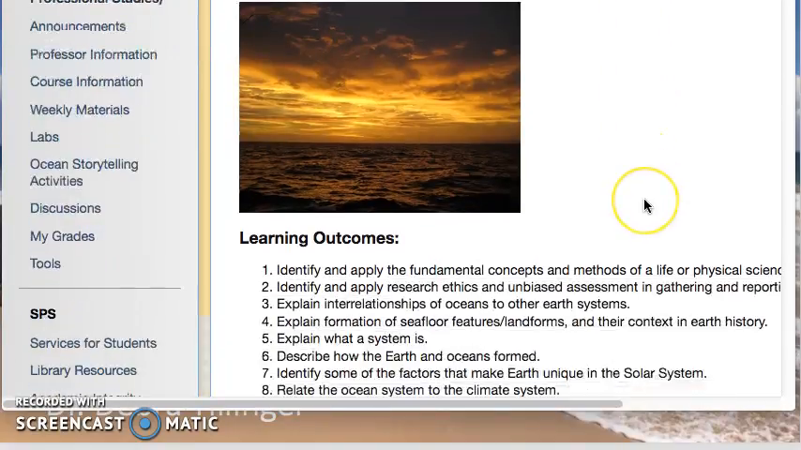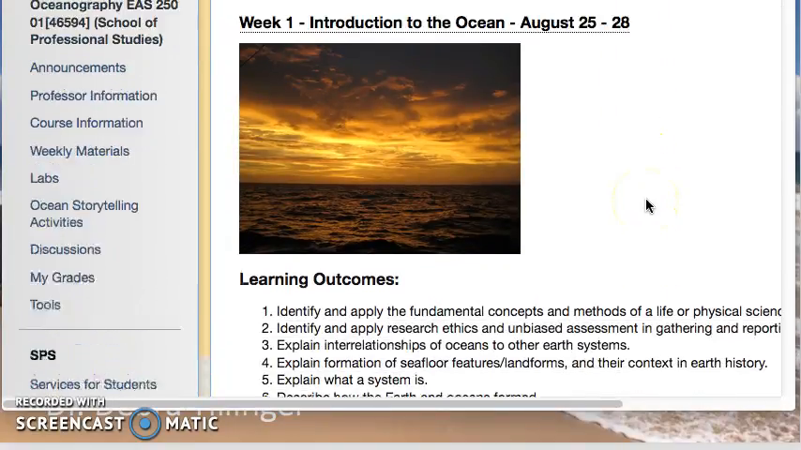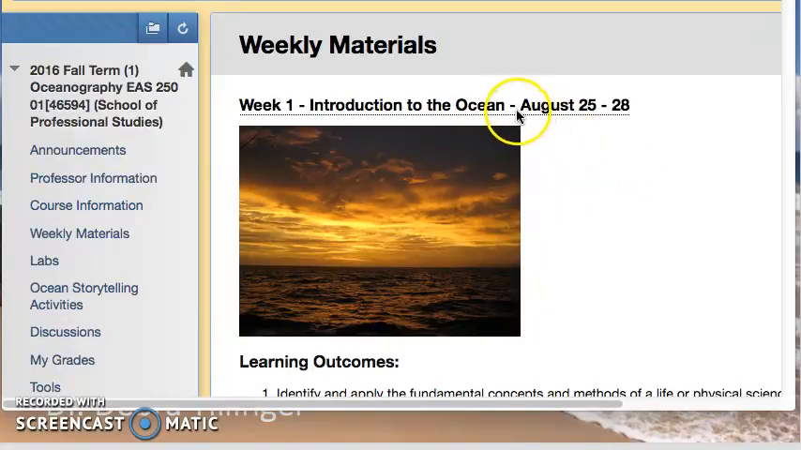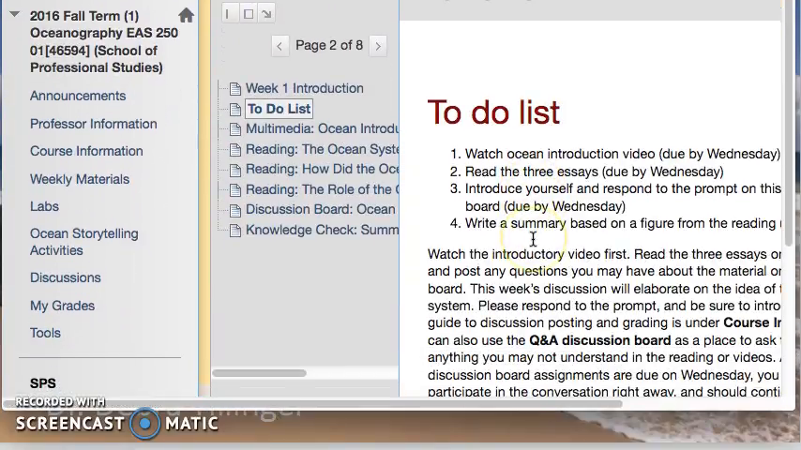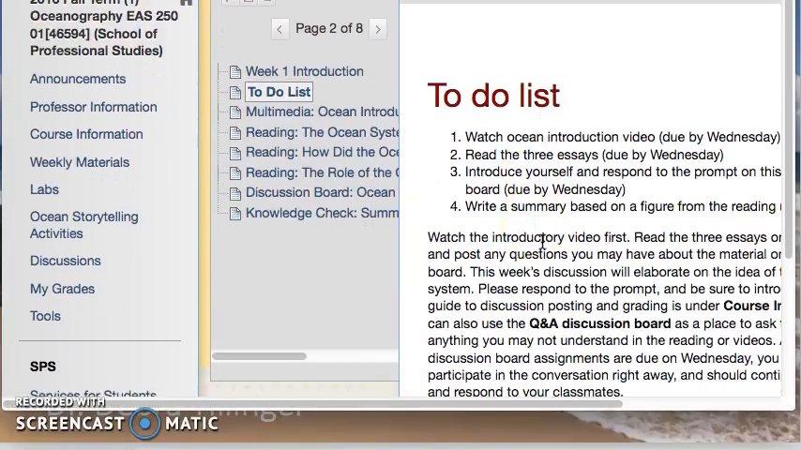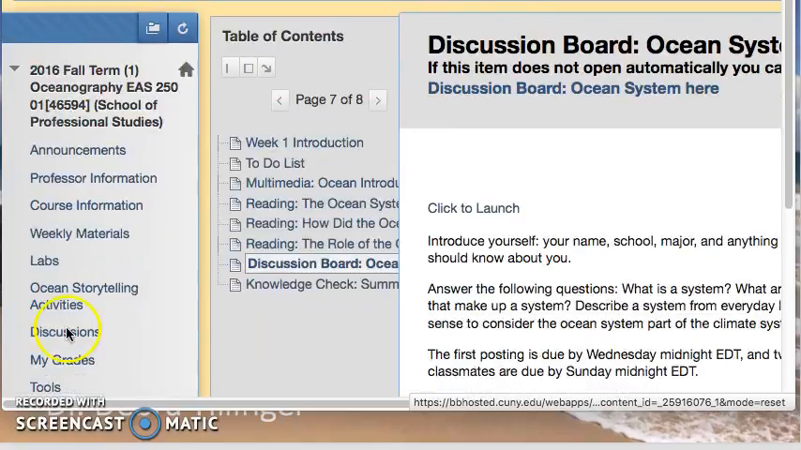This is what you'll be learning in the first week. That's a photo that I took while doing research at the South China Sea. No filter. Click on the week's title to see all of the content. Each week, there is an introduction, a to-do list, resources, and assignments. This week, I'm asking you to watch a video and read 3 essays. This week's first assignment is to introduce yourself in the discussion board.